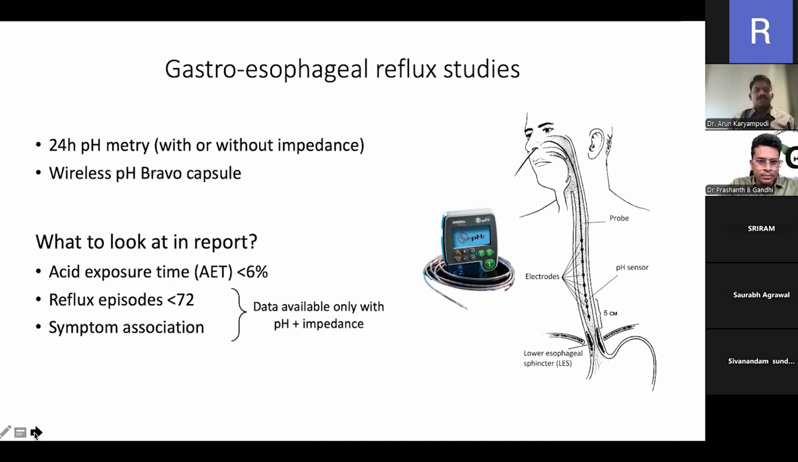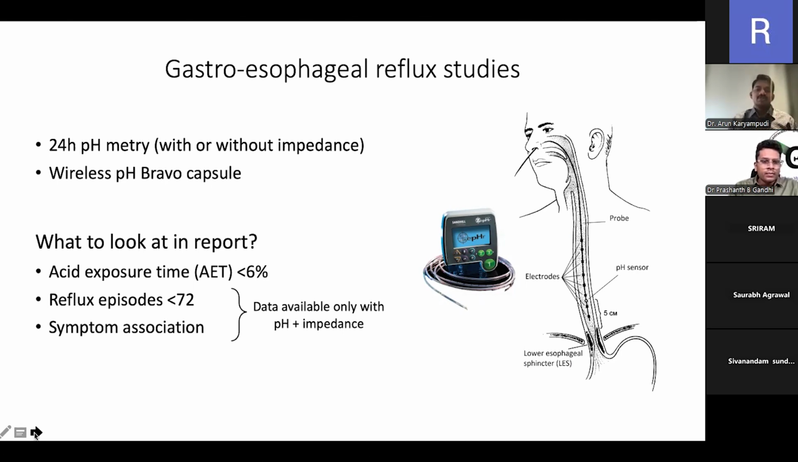As I told you, gastroesophageal reflux studies can be done with a wire, or they can be wireless. With a wire, you can have either pH alone, or you can combine impedance with pH. Whenever you go for a wireless study, such as the Bravo capsule, you can only measure the pH and not the impedance. But on the other hand, with the Bravo capsule, you can even do a 72-hour study. Generally the battery in the capsule will last for 3 days, so you can get complete reflux monitoring over a 3-day period.